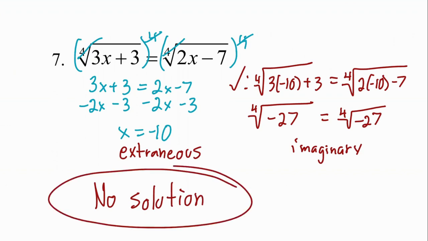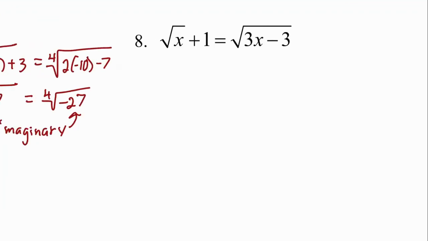And that's why we check. We want to make sure that we are not taking the even root of a negative number. So even though these are the same, that check still does not work because we don't want imaginaries there, so there is no solution. Okay.